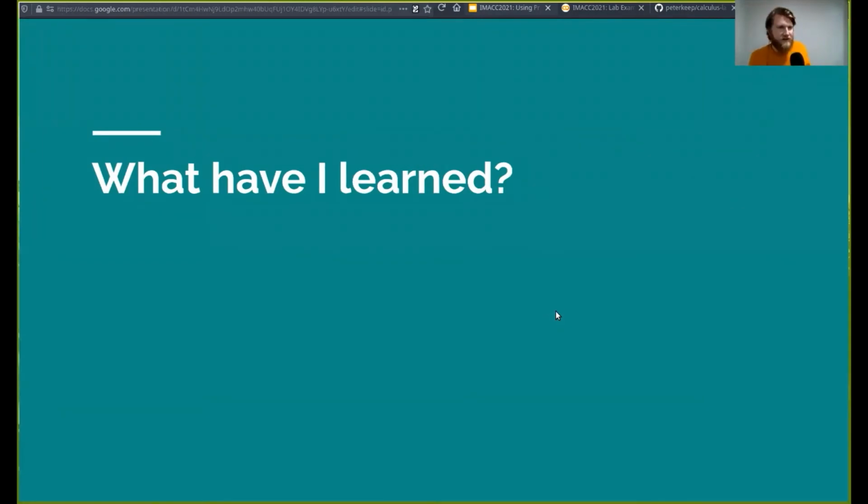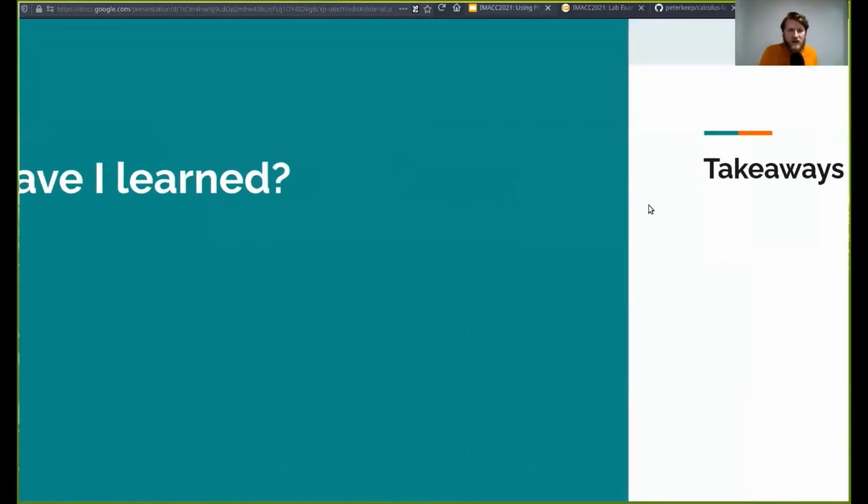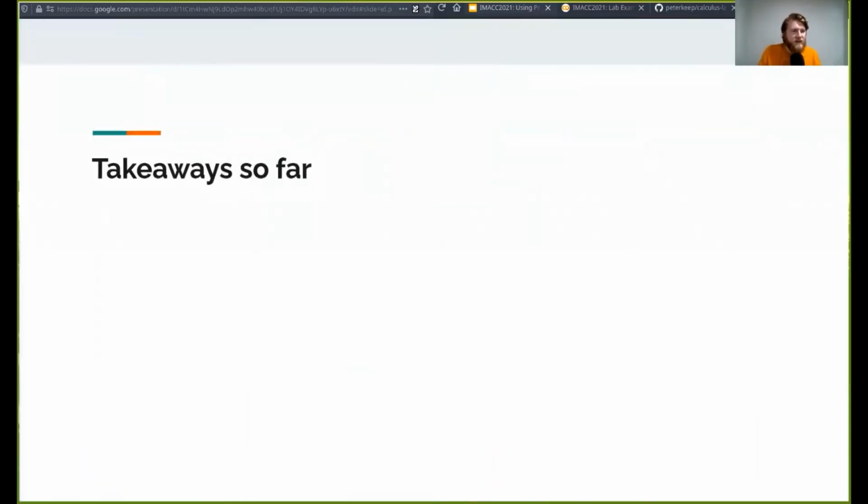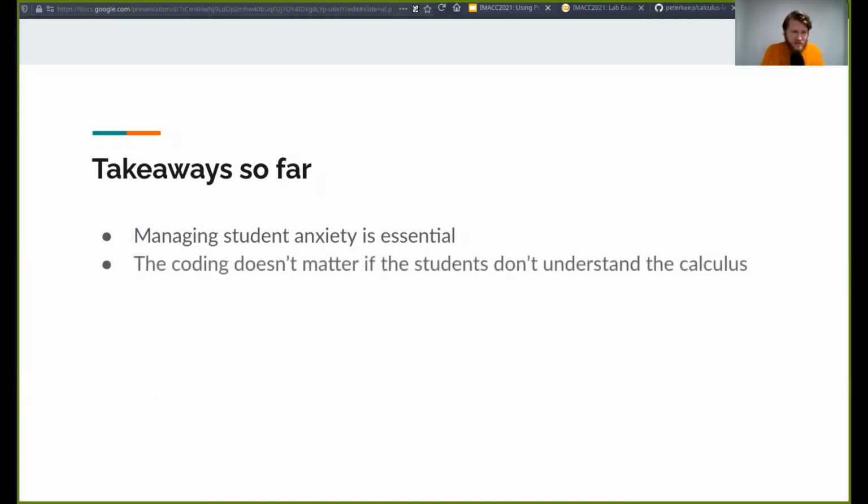What have I learned from all this? I've been doing this almost a year. I've got a couple of takeaways so far. The first is that managing student anxiety is the most important thing here. It's super essential because that's the big struggle point. The students aren't going to struggle with the code as much as they're going to be anxious about struggling with the code.